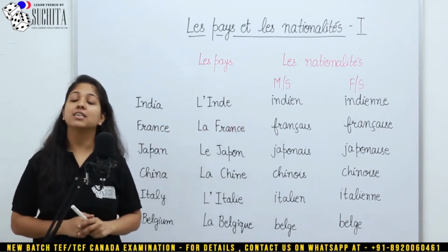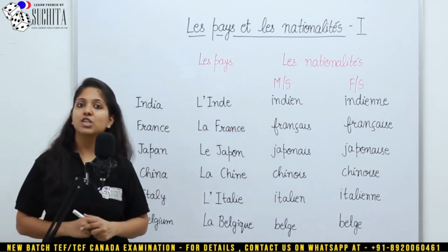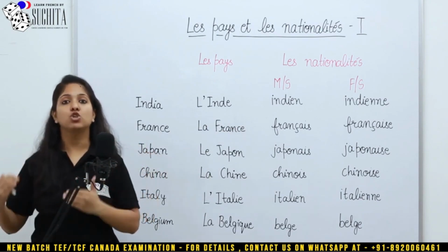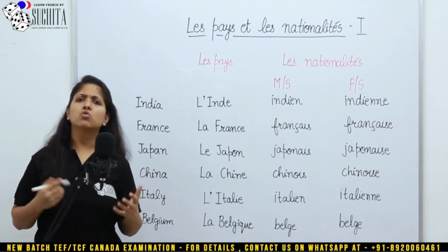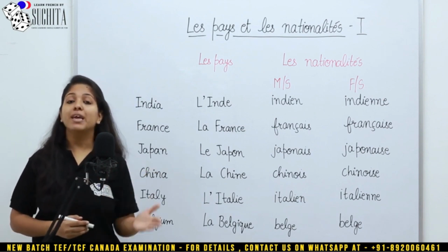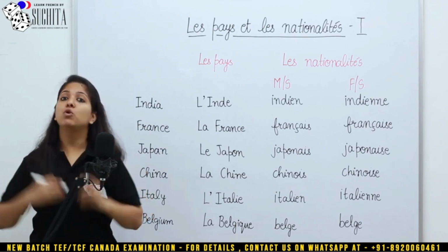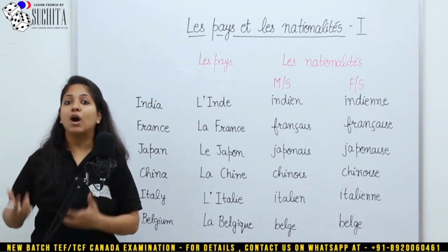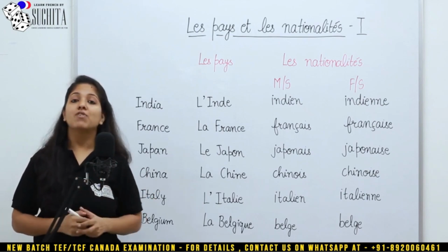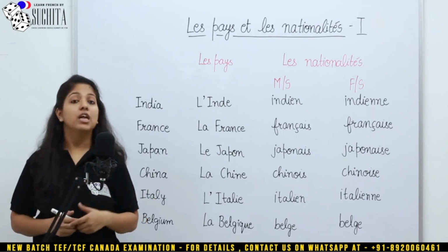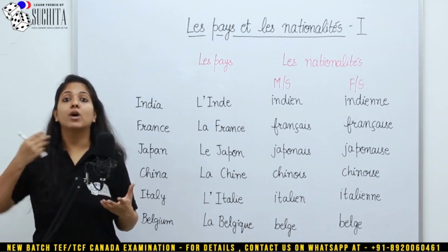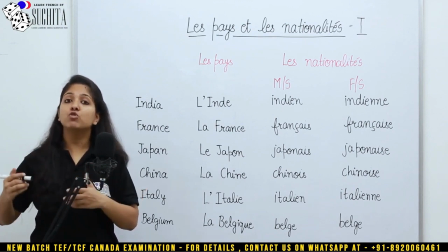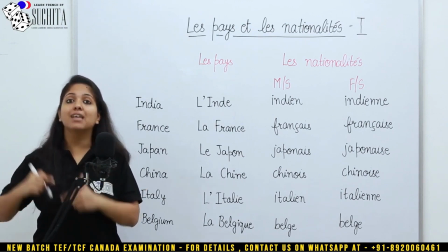But if you want to say your nationality, I am Indian, then you will need the nationalities for that. As I just told you, the nationalities are adjectives, so all the rules of adjectives will be applied to the nationalities. What are the rules of adjectives? In French, you make the feminine and the plural of adjectives according to the noun they are describing. Let's say if I said this is an Indian lady. Indian is describing the word lady. Lady is feminine, singular, so you will have to make Indian also feminine and singular.